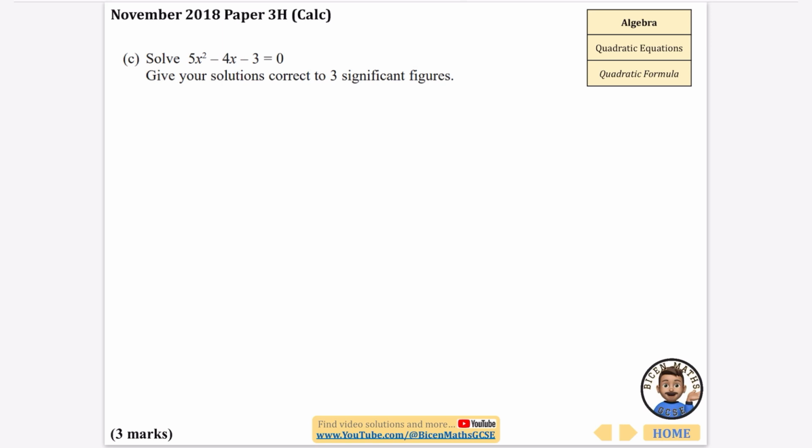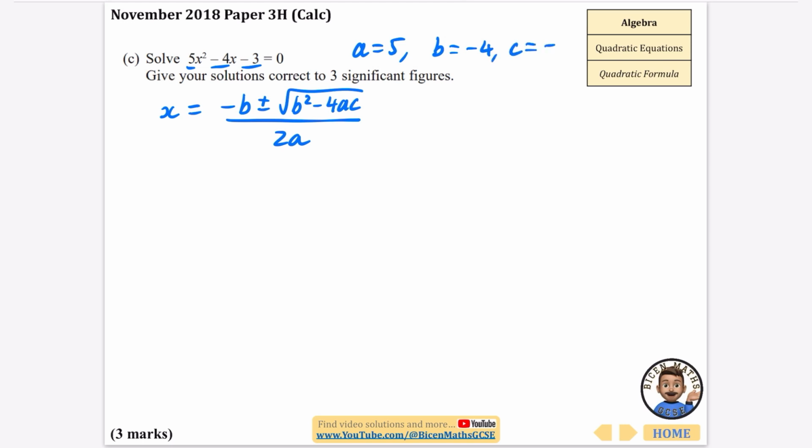Now we've got one that sort of gives us a bit of a clue here. We've got an equation that doesn't look like it's going to be factorized because it says to give your solutions correct to 3 significant figures. There's also this other big clue that it's the quadratic formula. So the quadratic formula says that x is equal to minus b plus or minus the square root of b squared minus 4ac all divided by 2a. And when we're talking about a, b and c here, a is 5, b is minus 4, and c is minus 3.